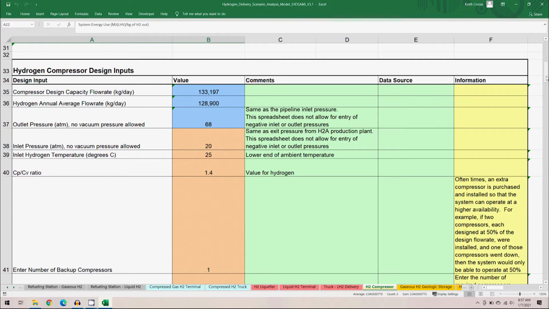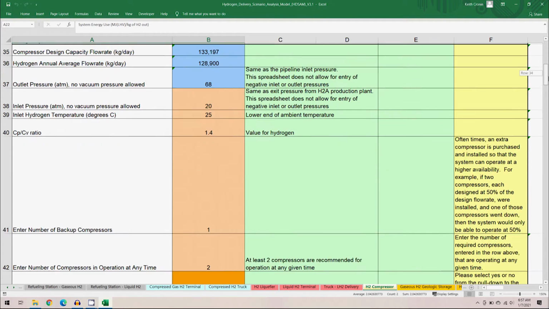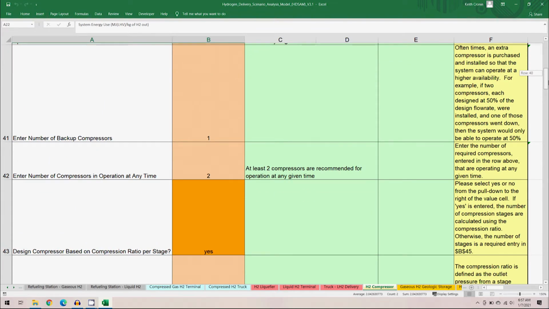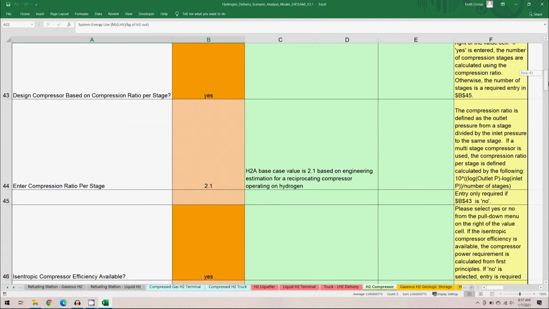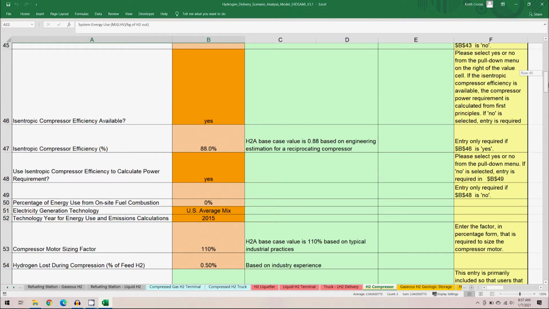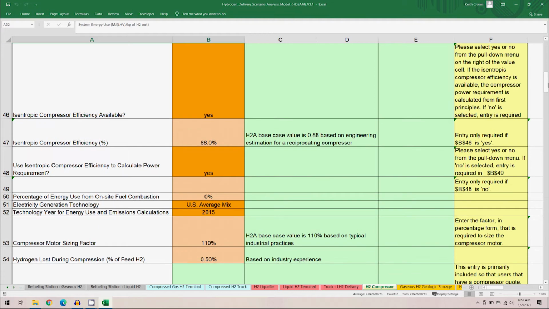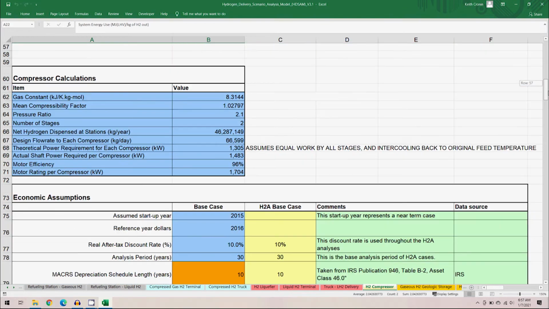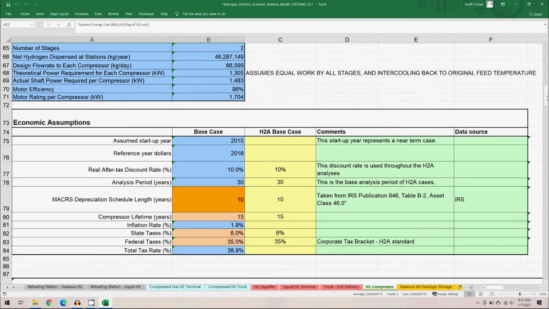The first inputs table is for hydrogen compressor design inputs, and some inputs of note in this table are the inlet pressure, the number of backup compressors, the number of compressors in operation at any time, and isentropic compressor efficiency. The second table presents compressor calculations where all value cells are calculated cells. The economic assumptions table comes next.